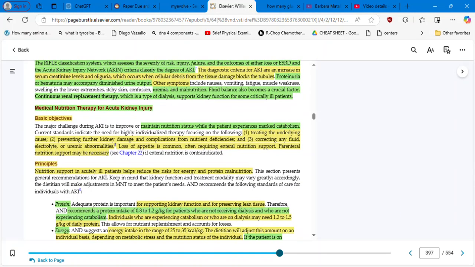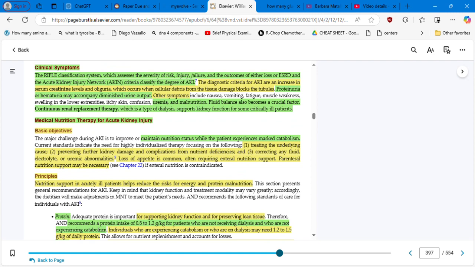So now, we understood the RIFLE criteria, right? Which is the risk, the injury, the failure, the loss, and the end-stage renal failure. Now, medical nutrition: the basic objective is to maintain nutrition status while the patient experiences marked catabolism.